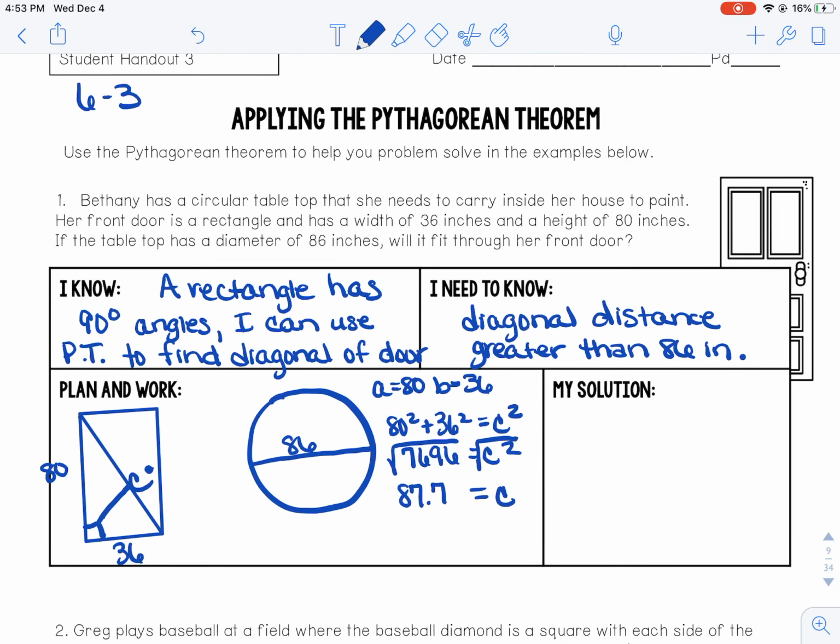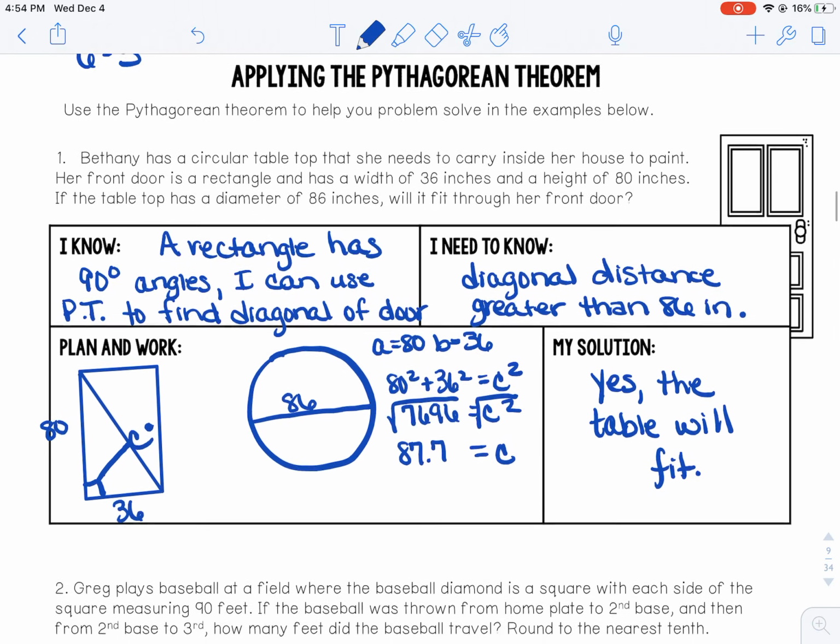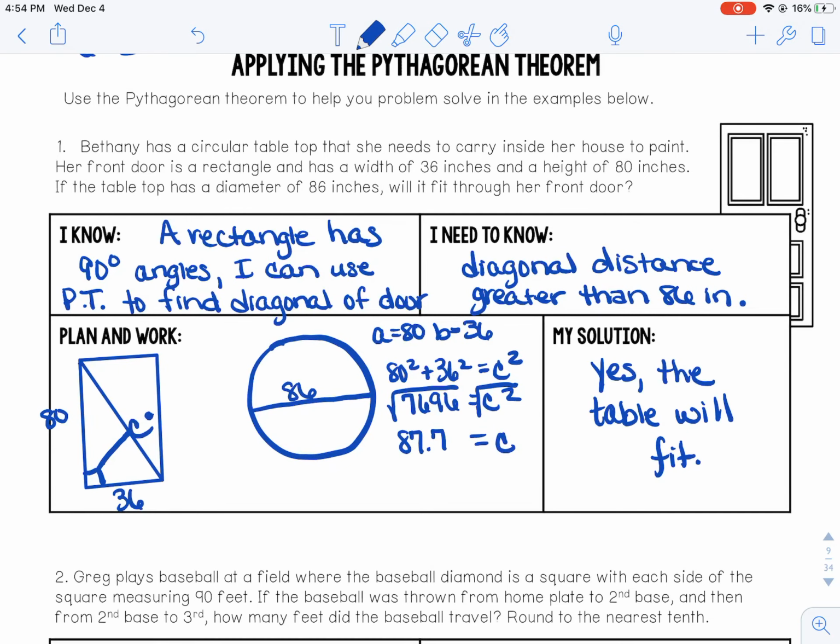Okay, so think about it. Is the doorway long enough if we tilt the table on the diagonal to go through? And the answer is yeah. The table's only 86 inches, and diagonally we have 87.8 inches to get that through. So yes, the table will fit. So you're just using some analytical thinking skills. Okay. All right.